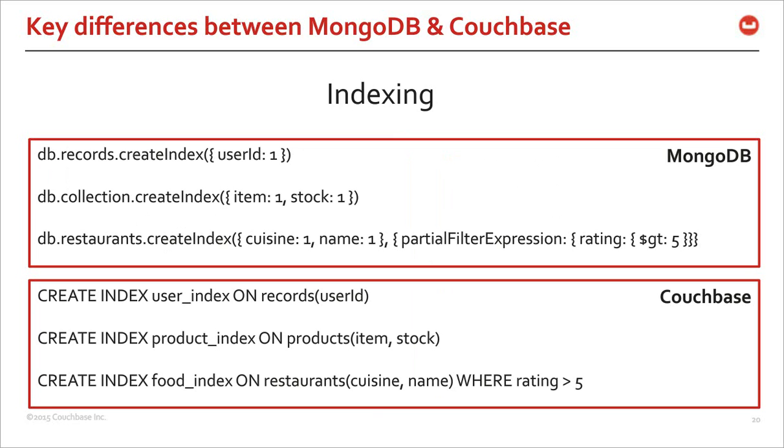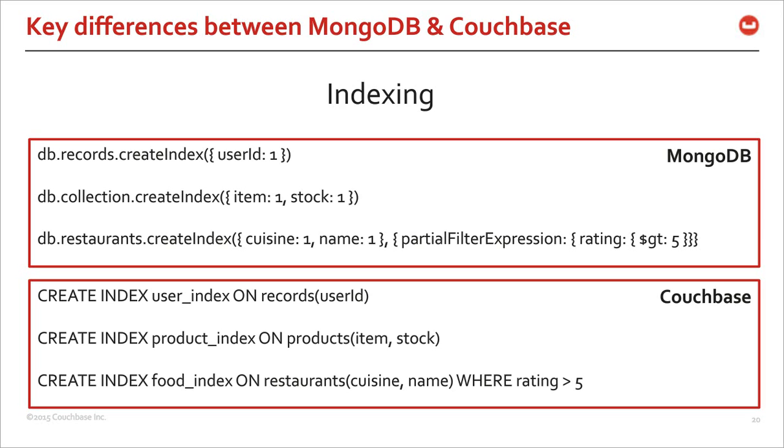And then indexing. Mongo and Couchbase both support a lot of the same types of indexes. You can do simple indexes, compound indexes, partial indexes, and, while not shown here, geospatial indexes. So there's a lot of flexibility on how you choose to index your data. We have a couple of examples here.